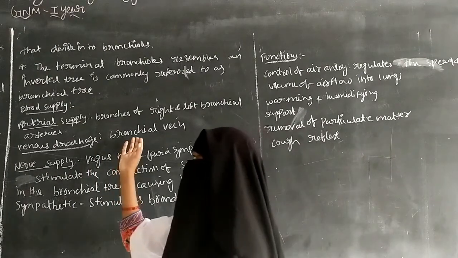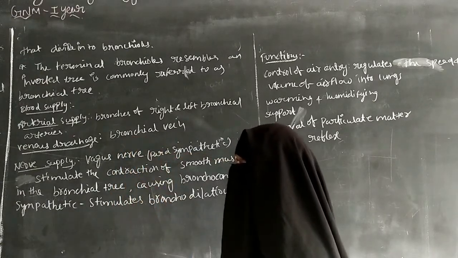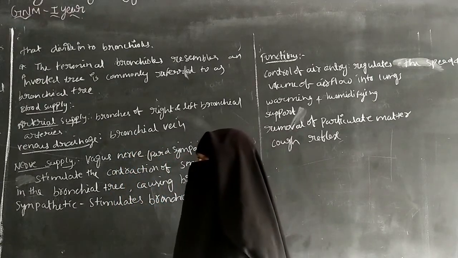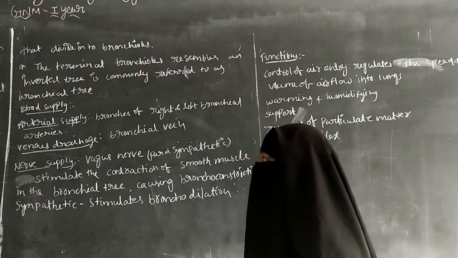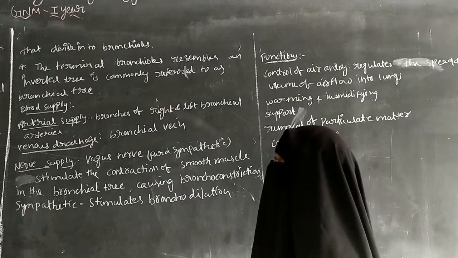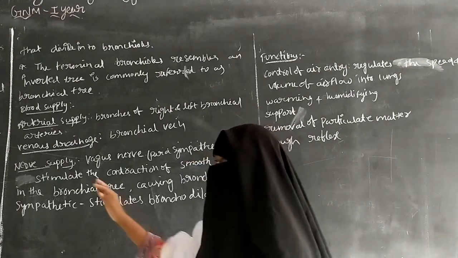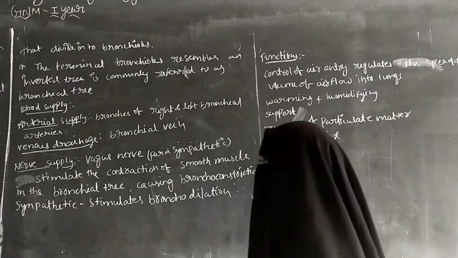There is a drain of the blood from the bronchial vein to the lungs. Venous drainage includes the bronchial vein, and the arterial supply is from branches of the right and left bronchial arteries. And next one is nerve supply. There is a vagus nerve.